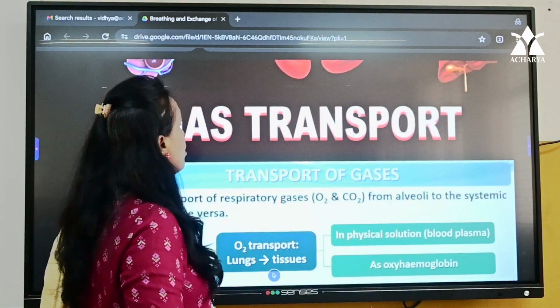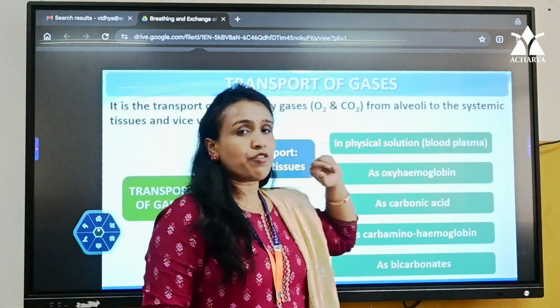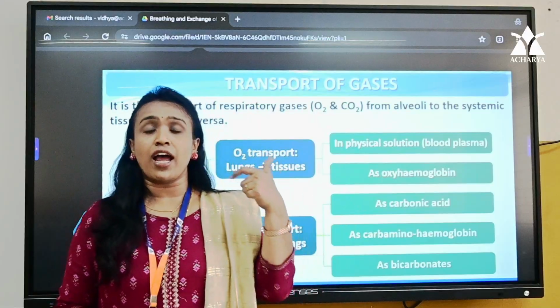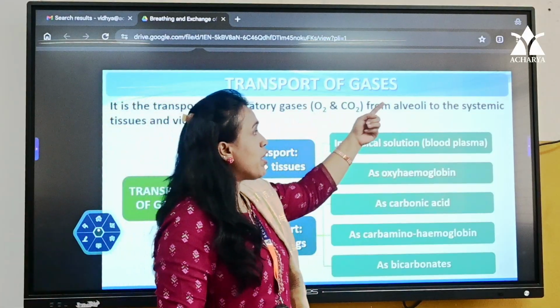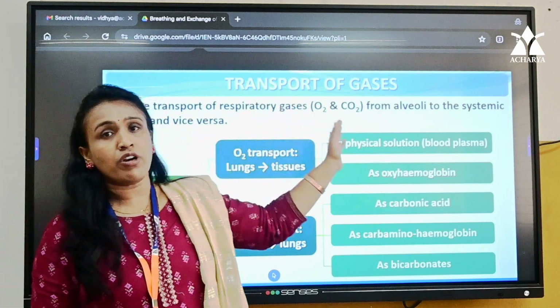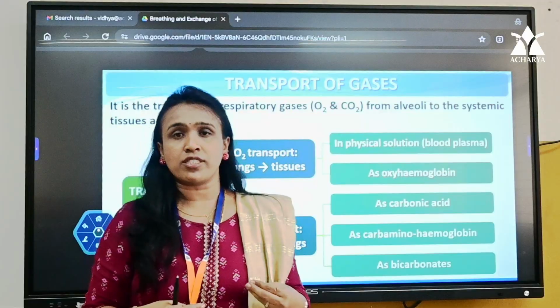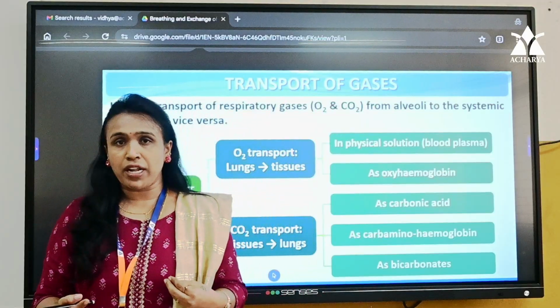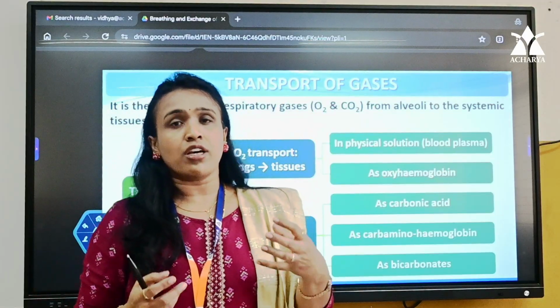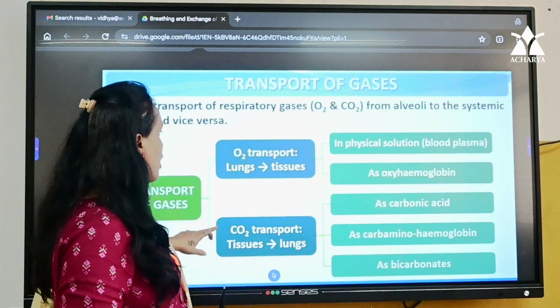So what is transportation of gases? It is the transport of respiratory gases, oxygen and carbon dioxide, from the alveoli to various organs and from the various organs to our alveoli. At the alveoli, blood is receiving oxygen and giving out carbon dioxide, and the tissues are receiving the oxygen and giving out the carbon dioxide.